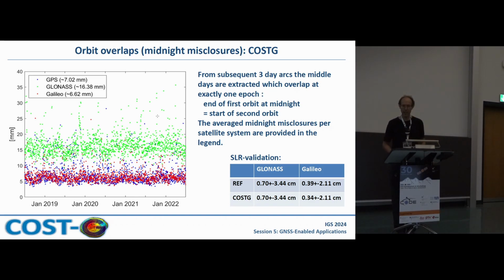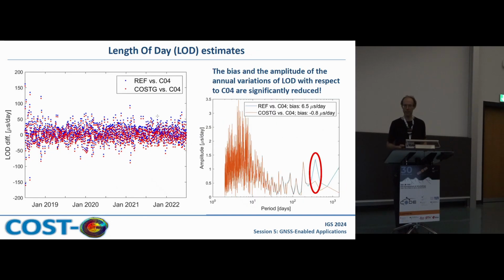And the SLR validation shows the same. It's the same story. It doesn't really matter for the orbit positions which model you introduce, EGM 2008 in this case, or the COST-G model. But I was told that you are not only interested in the orbits, but also in geophysical parameters. For example, in the length of day. You co-estimate length of day together with the orbits.